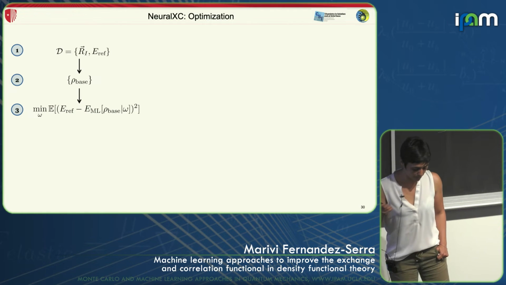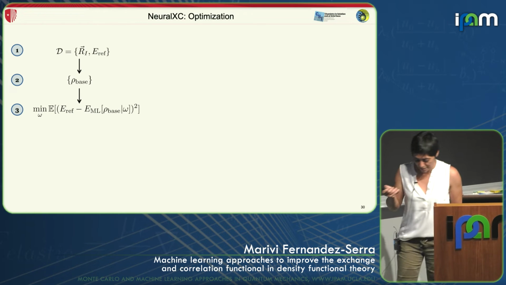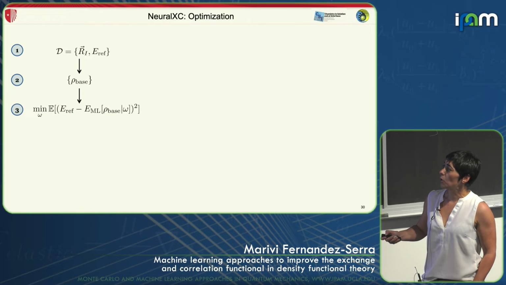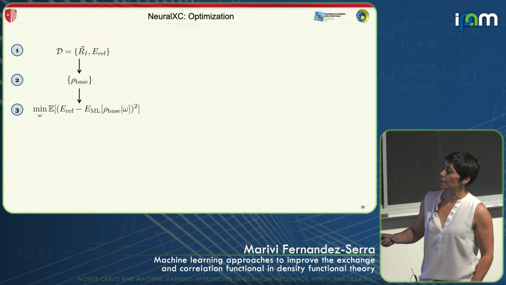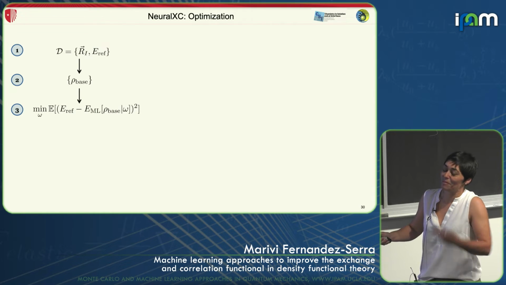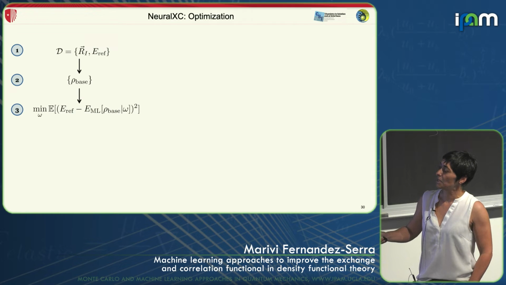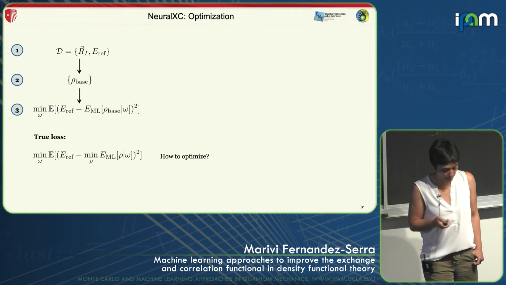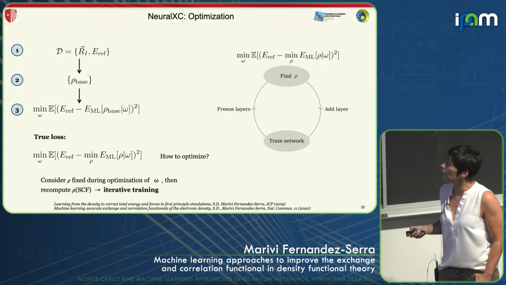Now, how do we optimize? Of course, what we want is to minimize the energy. This is the loss function, these are the reference energies, and these are the machine learning energies with respect to a density, which is the baseline density. But in reality, our true loss should not be this, but should be the difference between the reference energies and the energies at the ground state density. So how do we deal with this? This is the so-called double optimization problem, and there are different ways of doing it.